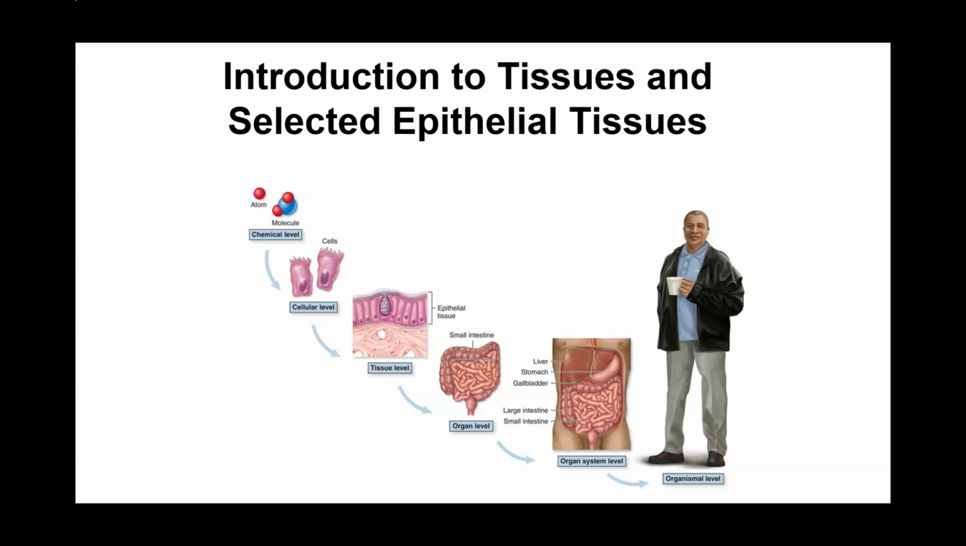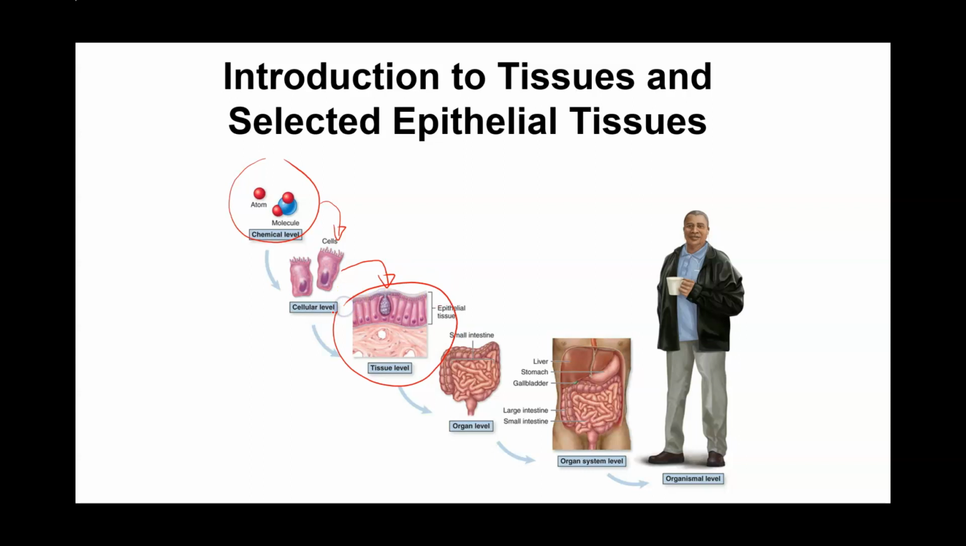So let's start off by looking at this diagram of the levels of organization. We've talked about organization and we know how macromolecules come together to make cells. For example, we looked at the molecular composition of the plasma membrane. Well, now we're moving to the next level. Now we're going from cells to the tissue level.